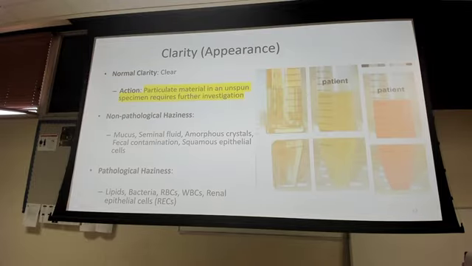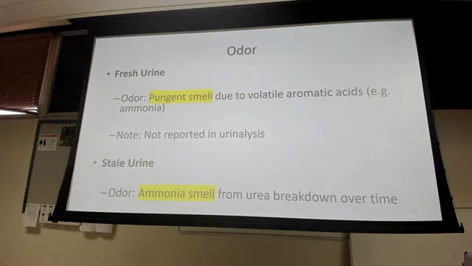So clarity is the appearance of the urine. Normal urine is clear. Usually doesn't have anything in it, and there's no non-pathological haziness. Can be mucus, seminal fluid, or crystals. Sometimes you'll have some squamous epithelial cells. And then you have pathological haziness, which is lipids, bacteria, red blood cells, white blood cells, and renal epithelial cells, which we'll go a little bit more into.